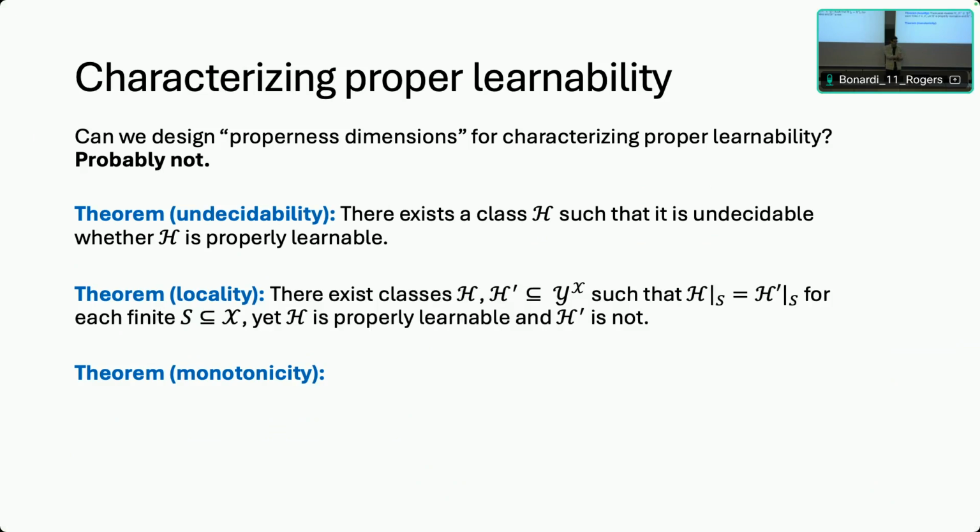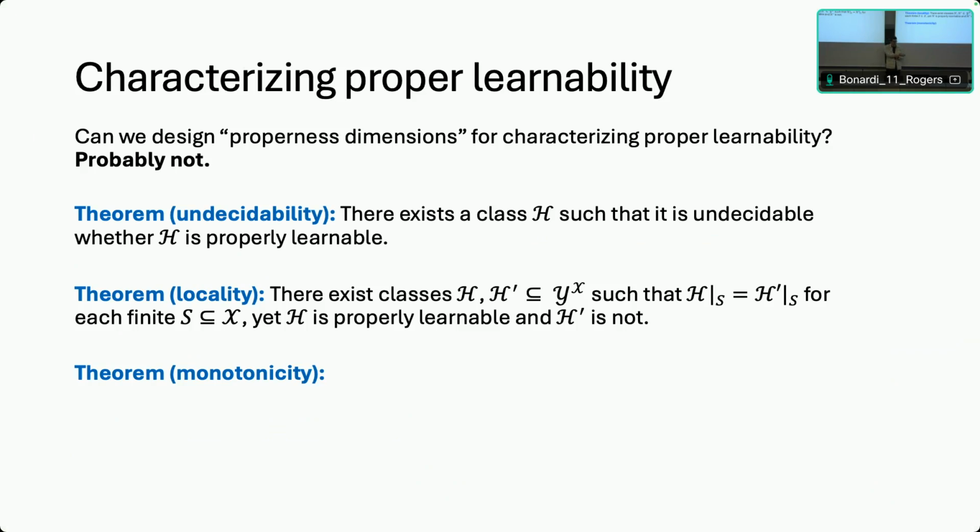The second one is that there exist hypothesis classes on the same input and output space such that their restriction to any finite subdomain is exactly the same, yet one of them is properly learnable and the other one is not. So proper learnability is not a local property. If I'm just looking at behaviors on finite domains, I can't distinguish between one class that's properly learnable and another class that's not properly learnable.